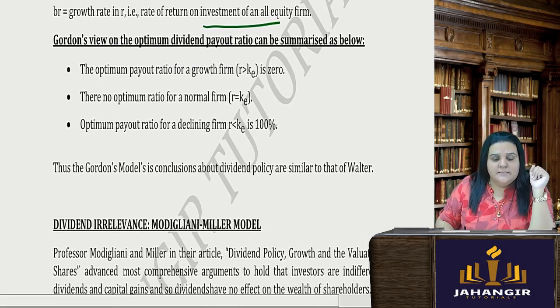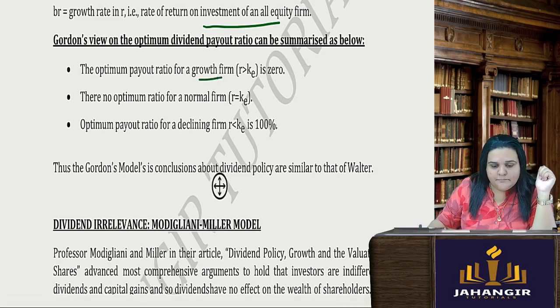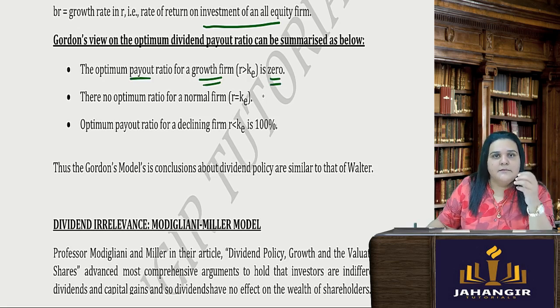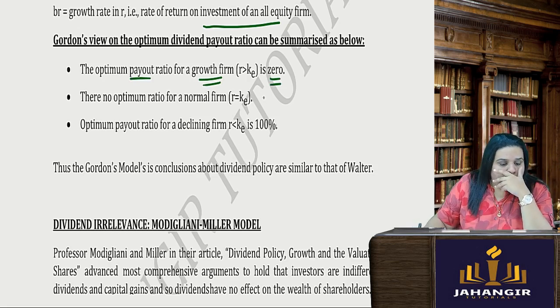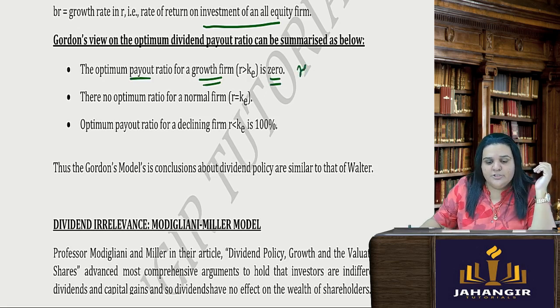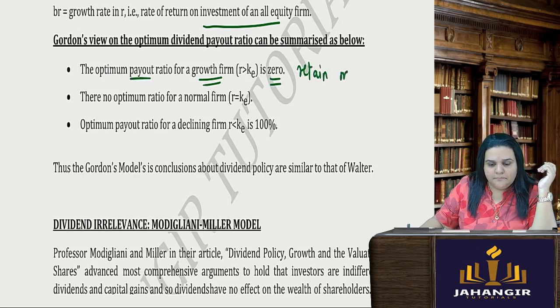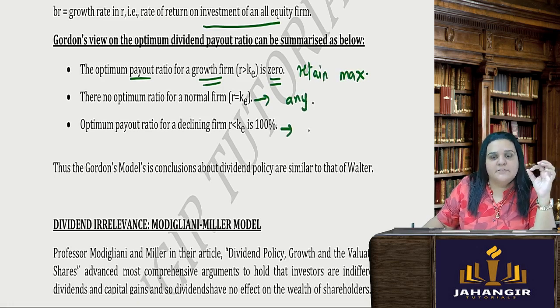So here he is saying that the optimum payout ratio for a growing company, where your internal rate of return is higher than your KE, has to be 0. That is what we did in Gordon's model also. So basically your retention should be maximum, retain maximum. Here your dividend can be any, and here your dividend has to be 0. You can retain minimum.